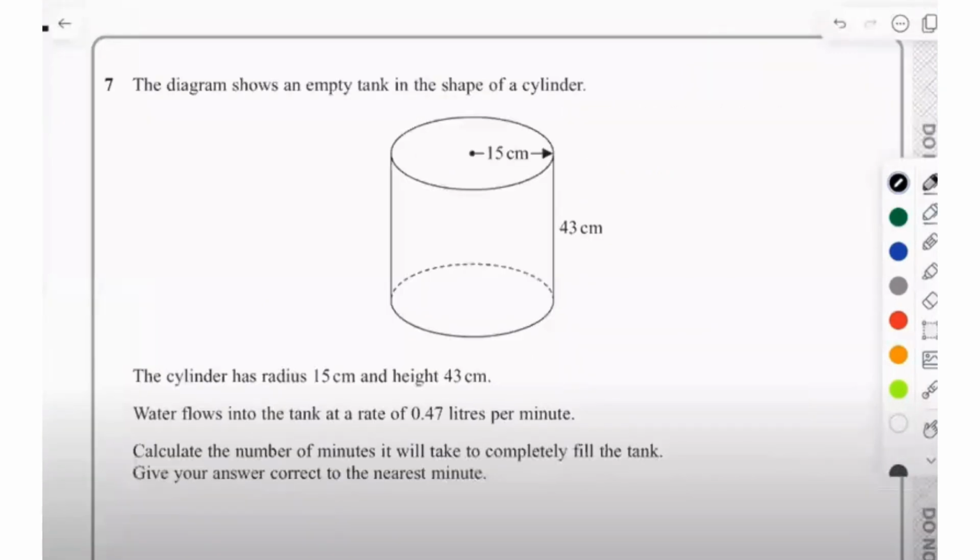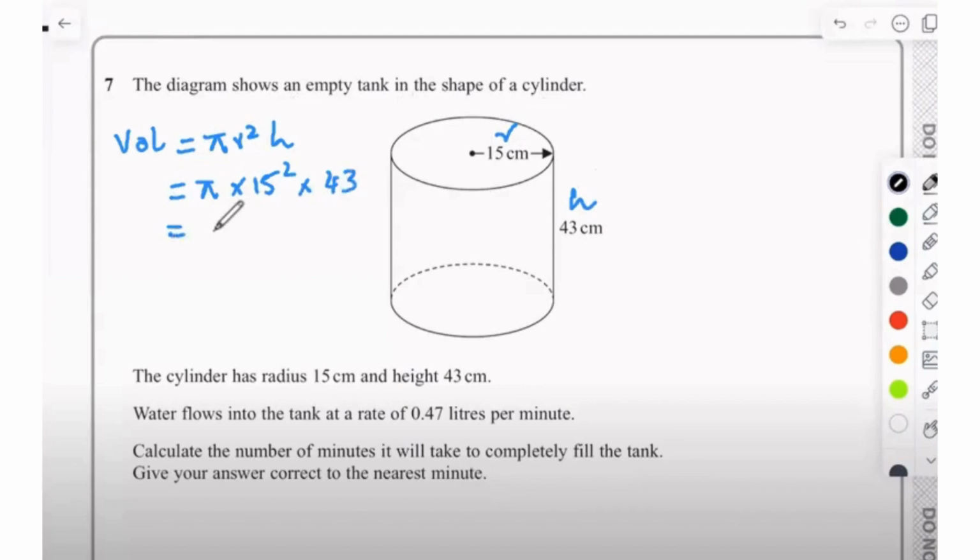Question 7 says a diagram shows an empty tank in the shape of a cylinder. The cylinder has radius 15 centimeters and the height is 43 centimeters. Water flows into the tank at a rate of 0.47 liters per minute. Calculate the number of minutes it will take to completely fill the tank and give your answer correct to the nearest minute. So let's begin with finding the volume of the cylinder. Volume is pi r squared h. This is r, this is h. So that's pi times 15 squared times 43.